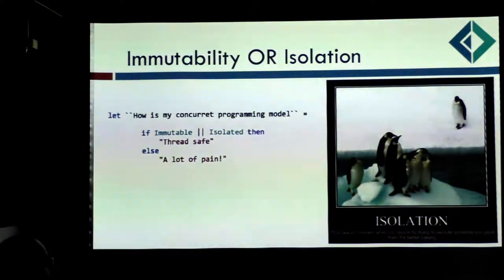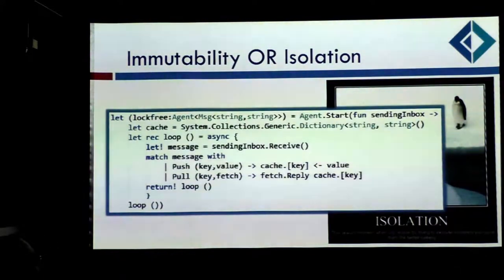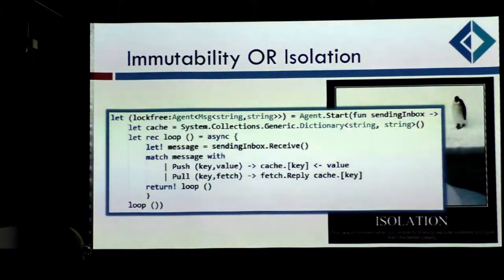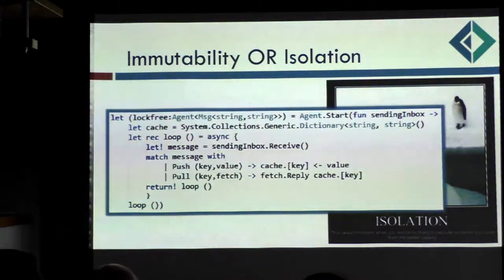So this is a quick example in F sharp, for those of you who are not familiar, of how you create an agent in F sharp. You have an asynchronous block inside your agent that is waiting to receive a message.